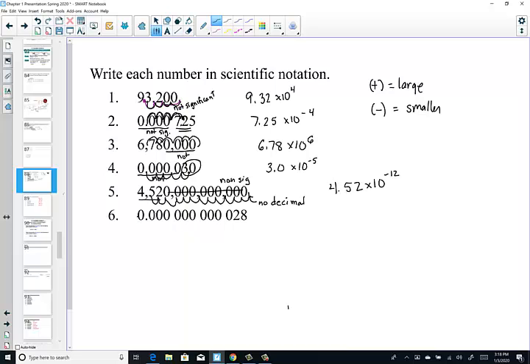And the last one, all of these zeros are leading zeros. They are non-significant, leaving us just 2 sig figs. 2.8 times 10, and I know it will be negative. Now let's count how many. We move the decimal 1, 2, 3, 4, 5, 6, 7, 8, 9, 10, 11 times to get that decimal point between the 2 and the 8. 2.8 times 10 to the negative 11th represents that very small number.